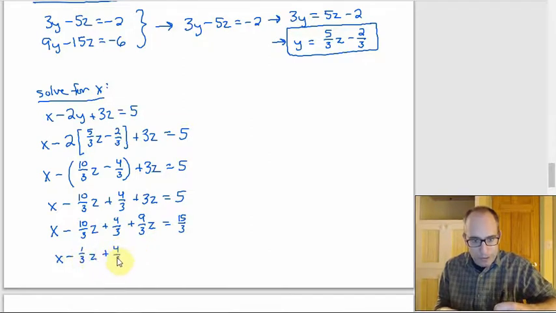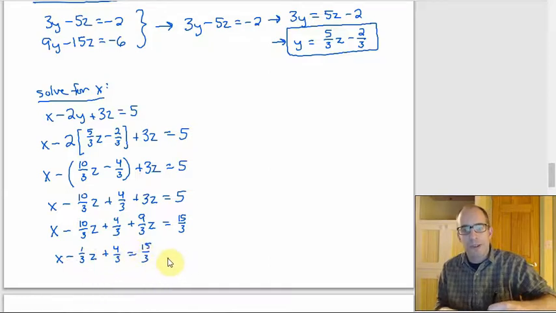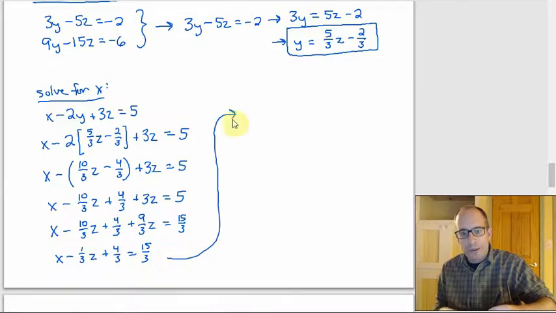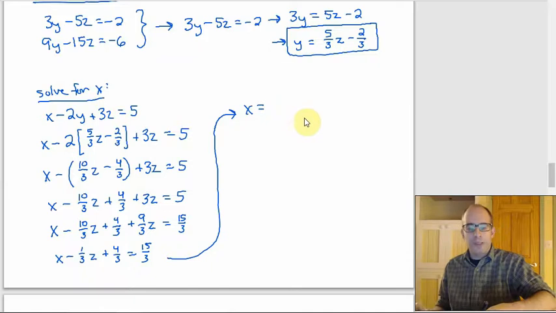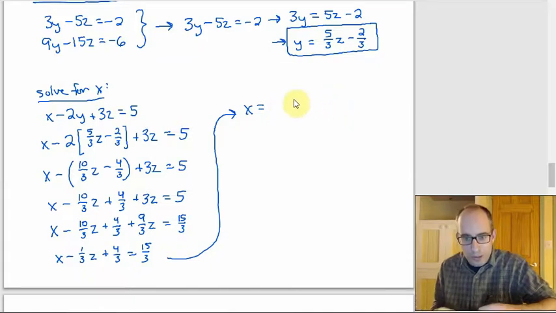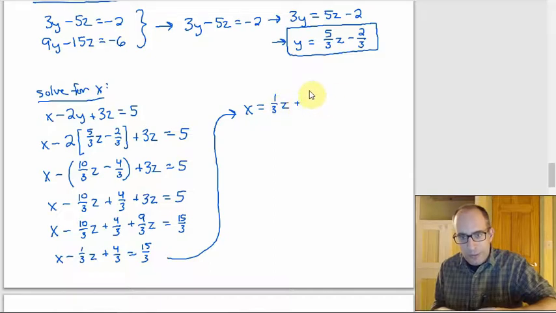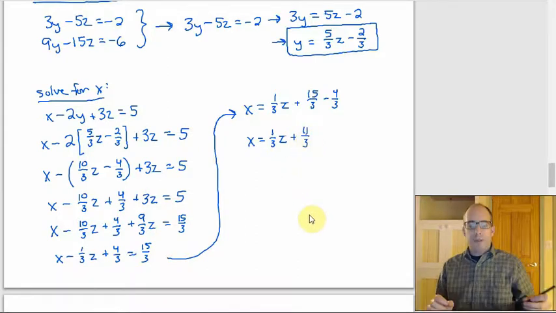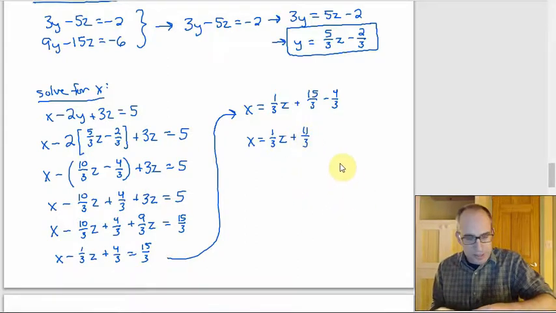plus 4/3 equals 15/3. But I'm trying to solve for x, so I should put everything else on the other side. So, all right, well then you'd have x equals, so I'm going to add 1/3 z and then subtract 4/3. So I'm going to have 1/3 z plus 15/3 minus 4/3, or that x is 1/3 z plus 11/3. And that is the answer.